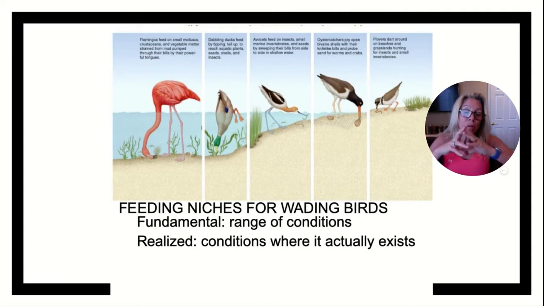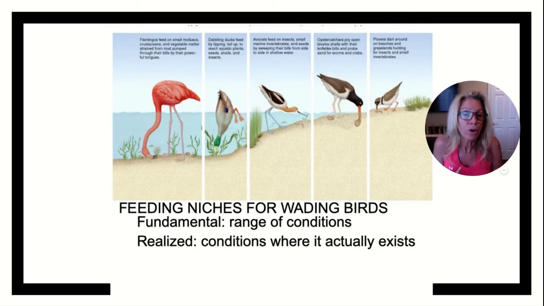Okay. Then, if you look at fundamental versus realized, fundamental is the broad range where it could actually exist. So I'm sure this bird right here could live in any one of these areas, right? But realized is where it actually exists. So on your notes, fundamental niche is all the abiotic conditions under which a species can survive, whereas a realized niche, where it actually does live, is much, much smaller.